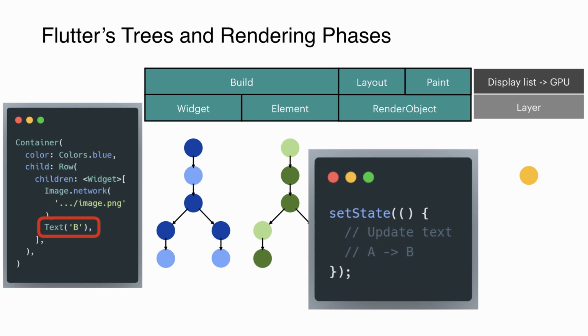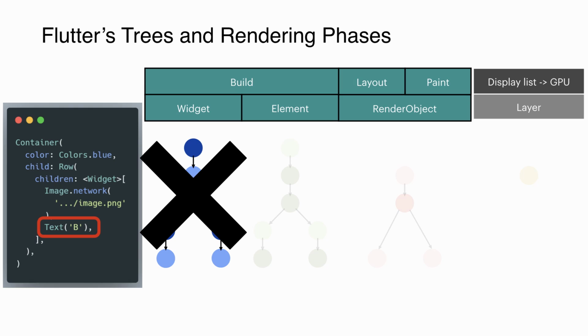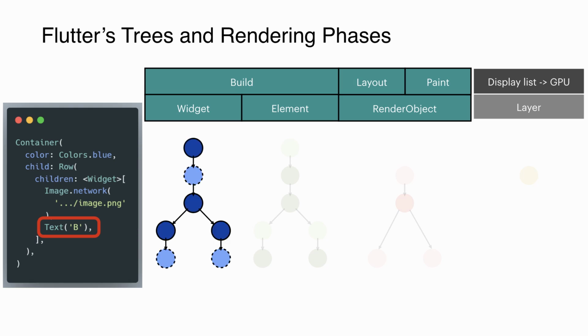So here we have this example where we call setState and we update the text value from A to B. And the first thing that we need to take note of is the fact that widgets are immutable, meaning they cannot change. Once a widget is created, it is final. So if we want to update our widget, we need to create an entirely new set of widgets. And in this particular instance, that would mean that we are recreating the entire widget tree. So we can discard the entire tree we had before, and we create an entirely new tree.